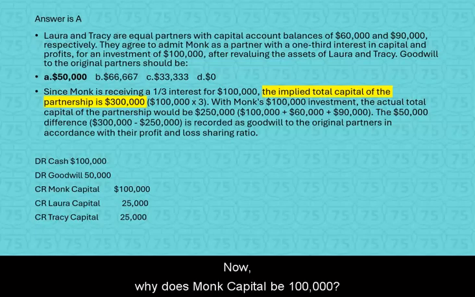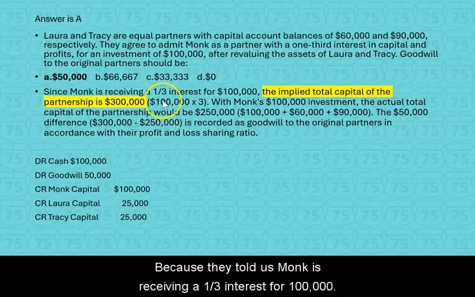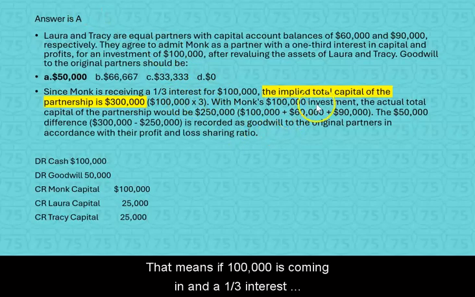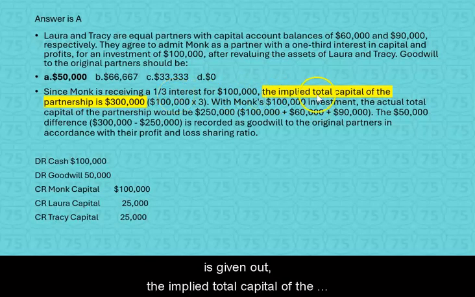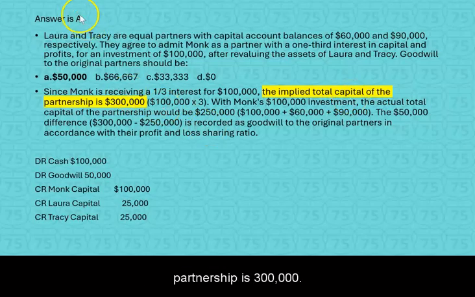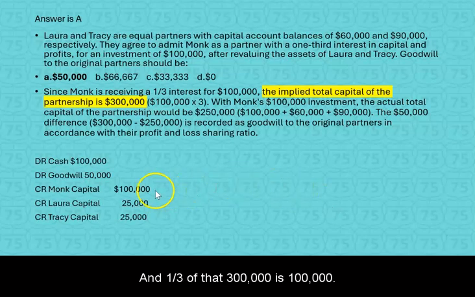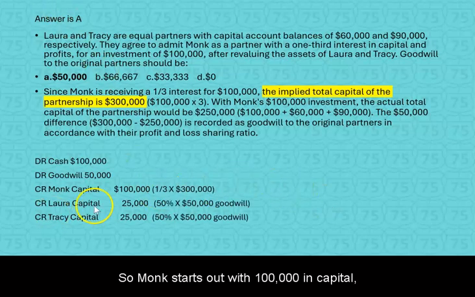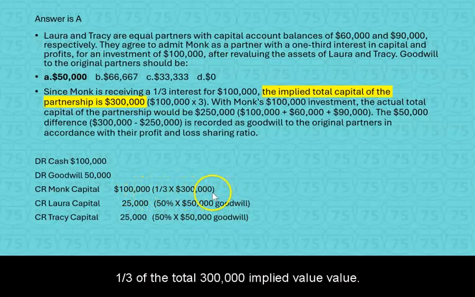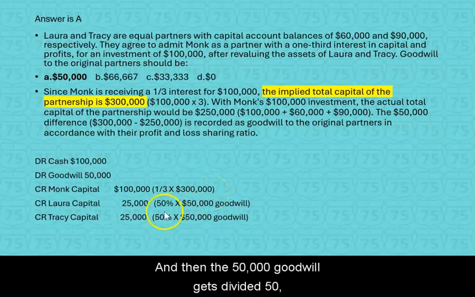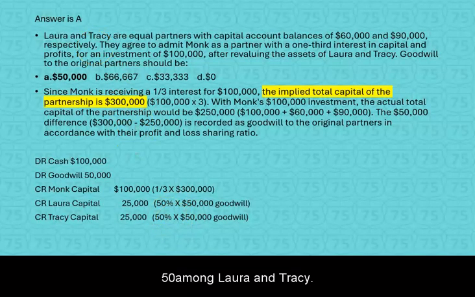Now, why is Monk capital $100,000? Because they told us Monk is receiving a 1/3 interest for $100,000. That means if $100,000 is coming in and a 1/3 interest is given out, the implied total capital of the partnership is $300,000. And 1/3 of that $300,000 is $100,000, and that's Monk's capital. So Monk starts out with $100,000 in capital, 1/3 of the total $300,000 implied value, and then the $50,000 goodwill gets divided 50-50 among Laura and Tracy.